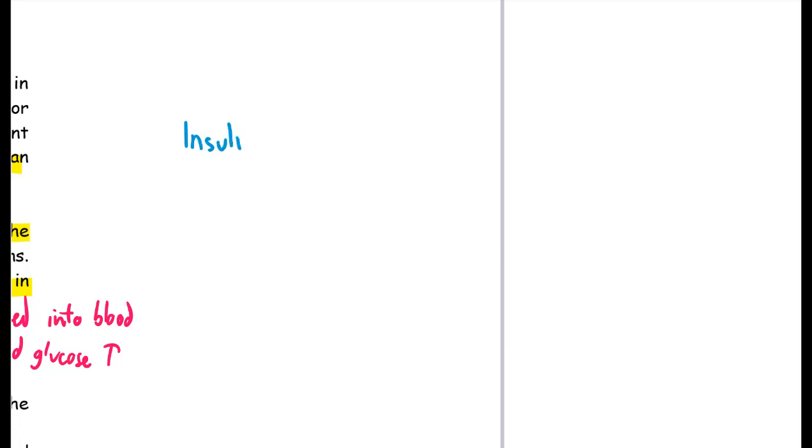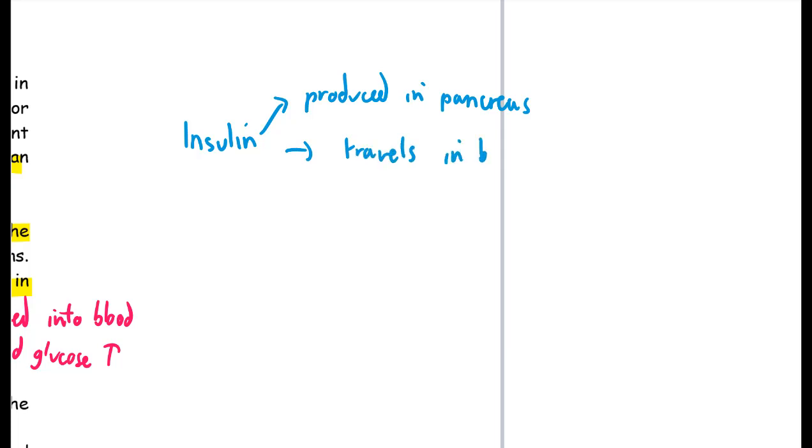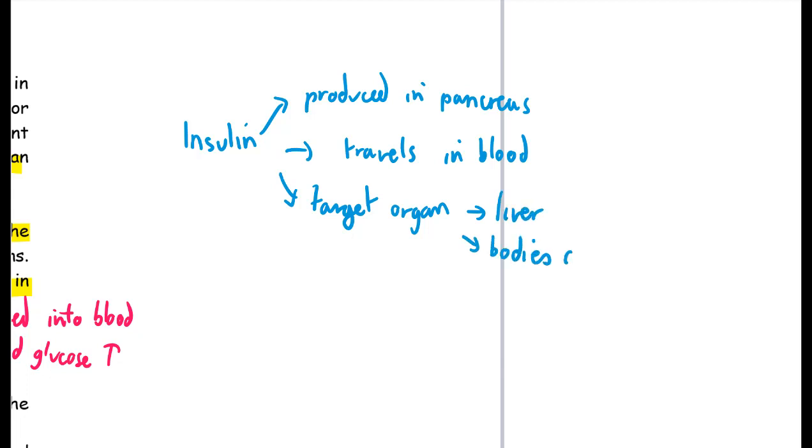Now, let's just summarize that then. So insulin is produced in the pancreas. It travels in the blood and its target organ is mostly the liver, but it's also the body's cells. Okay, and its main job is to control blood glucose levels.